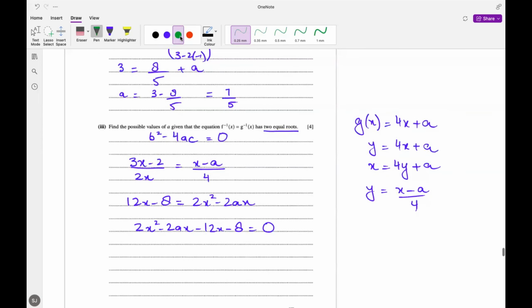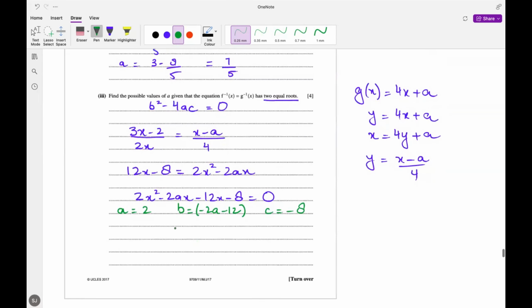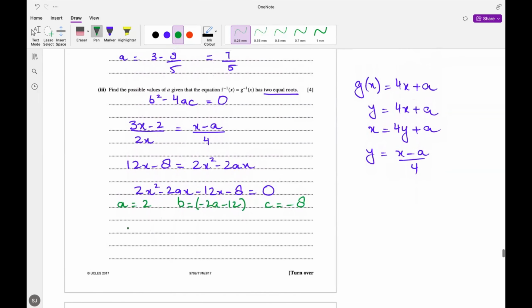So from this expression, we can see that the coefficient of x squared is 2, so a is equal to 2. The coefficient of x, which is b, is minus 2a minus 12. And the coefficient of the constant is c, so c is equal to minus 8. And applying b squared minus 4ac, we'll get minus 2a minus 12 whole squared minus 4 times 2 into minus 8 is equal to 0.